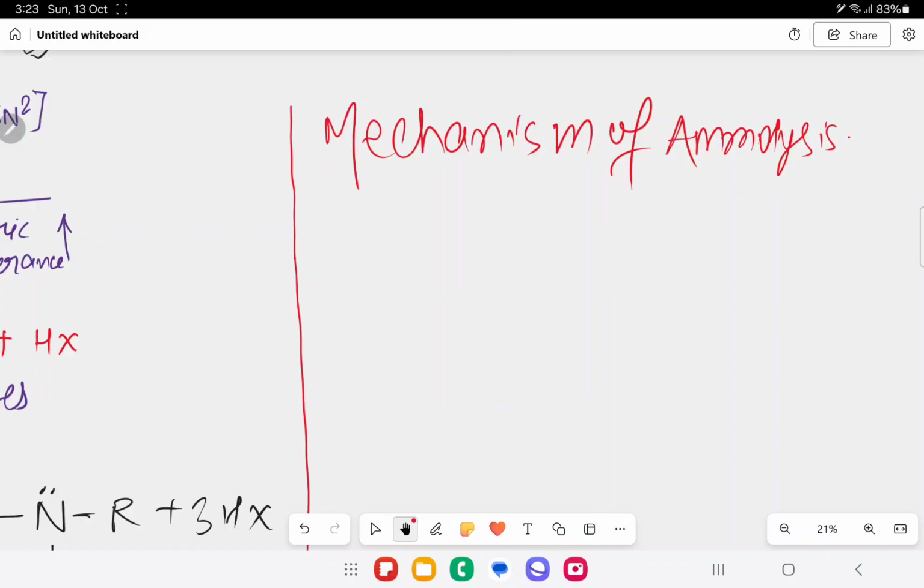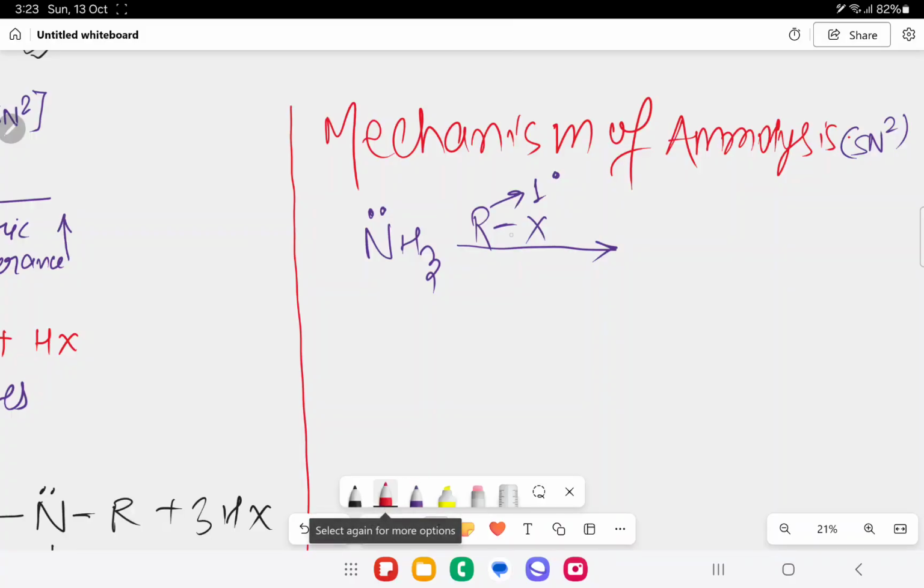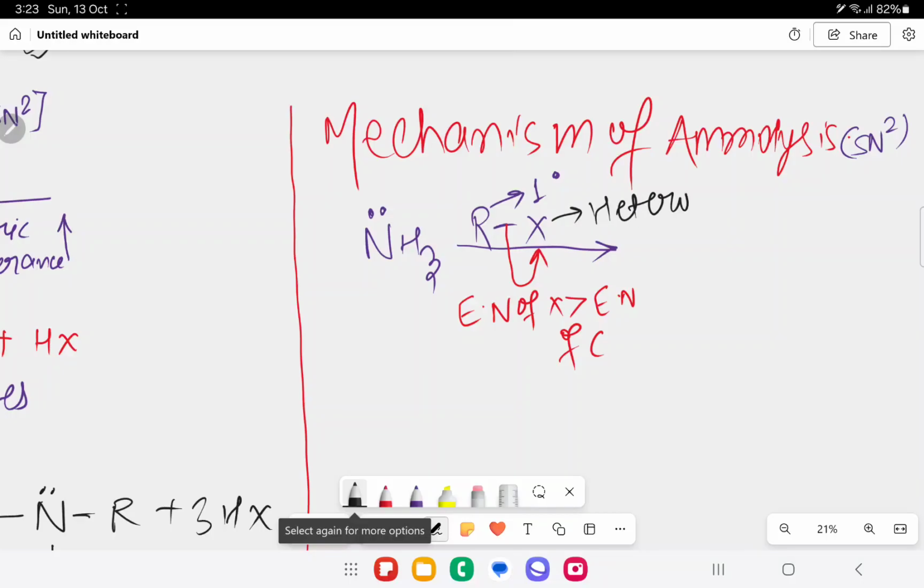In the mechanism, what will we have to take? We will have to take first ammonia, NH3, and over here we will have to take alkyl halide, and as this mechanism follows SN2, this alkyl halide must be 1 degree. Now over here, this alkyl halide, we know that the electronegativity of X is more than the electronegativity of carbon, so it will do heterolytic fission, which is also known as cleavage.